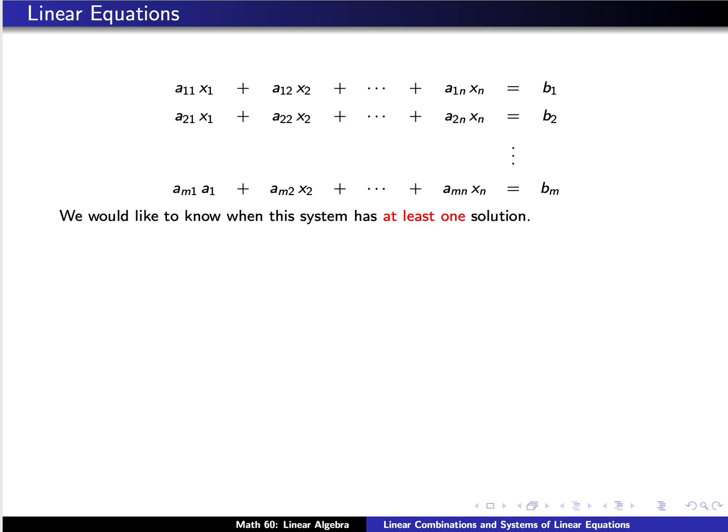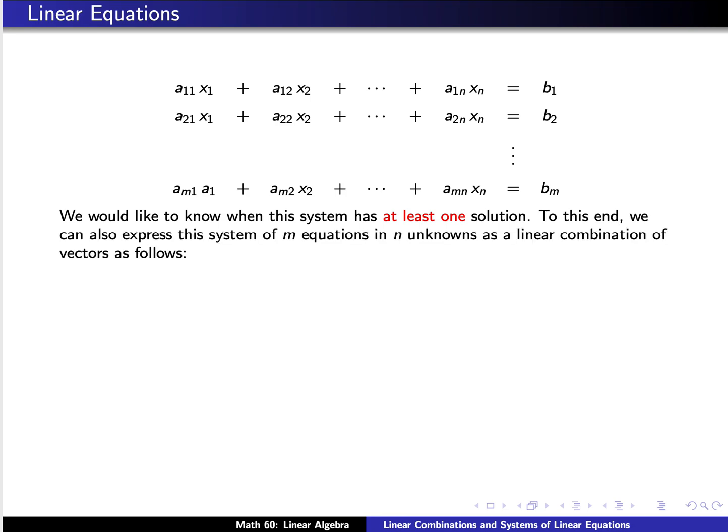Let's go back to our equation and let's simply ask one question. When will this system have at least one solution? When can we find at least one collection of x1, x2, and so forth through x sub n, such that this system of m equations and n unknowns does have at least one solution? What I'd like to do is rewrite this in terms of a linear combination of vectors.